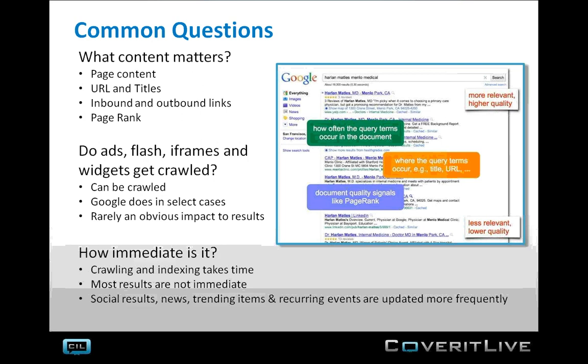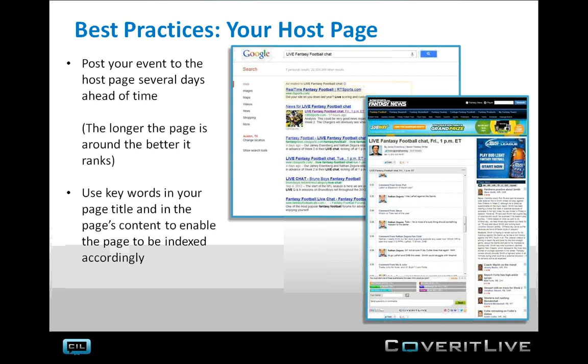So most results are not immediate, even though there are certain packages of results that it will show on the page, such as for news, or on certain pages that it knows update frequently. Google will check those more frequently and favor those in the results.